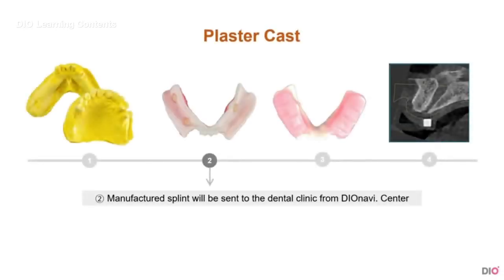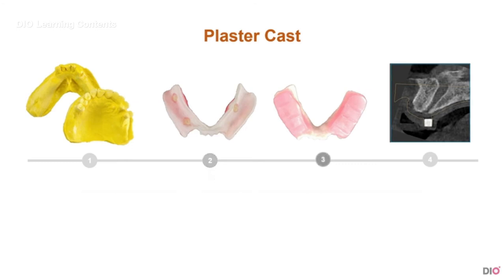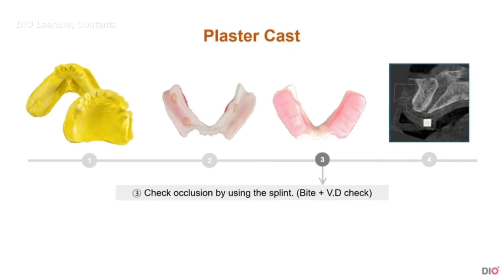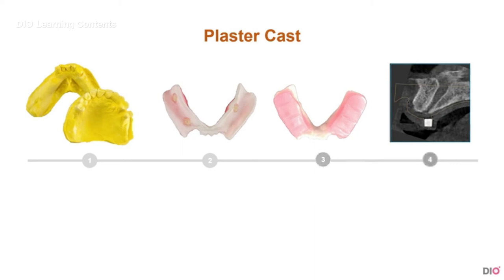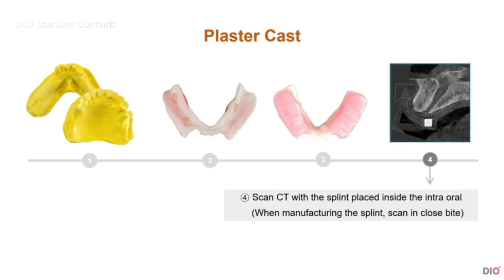Then, the Dionavi Center will create a splint and will send it back to the clinic. After that, the occlusion is checked using a splint. While doing this, check the bite and vertical dimension together. Finally, CT is taken with the splint seated in the oral cavity. For reference, when producing the splint, you must scan with a closed bite.